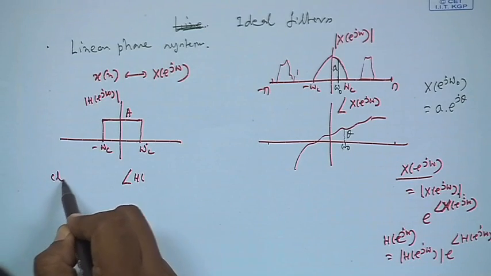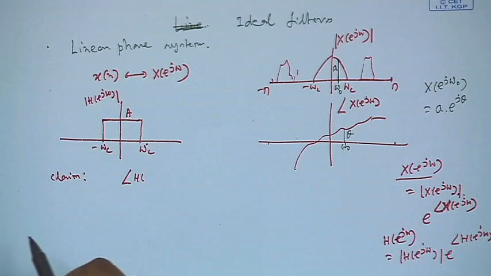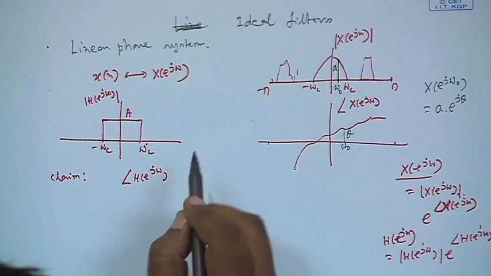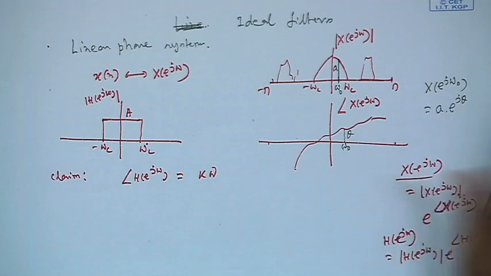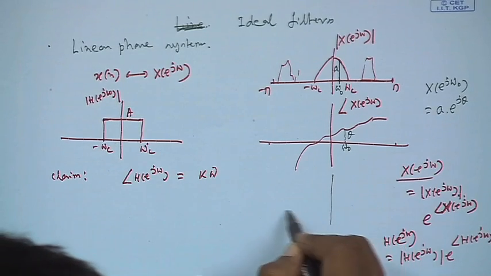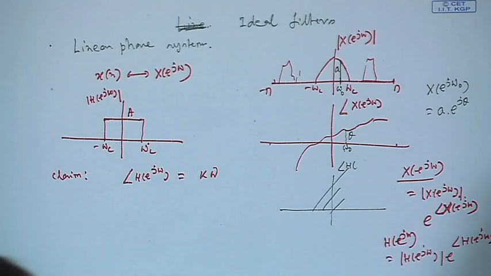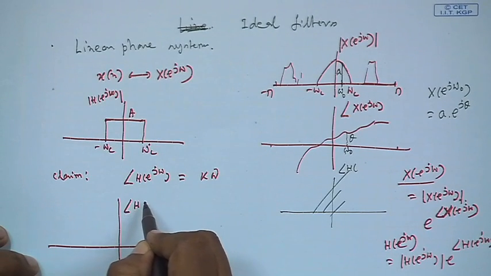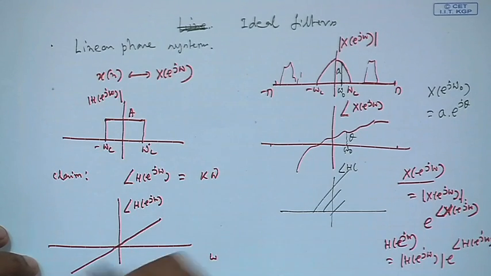Our claim is that it is not enough for the magnitude only to be constant within this band, you have to tell about the phase. The phase should be just a constant k times omega, a straight line. Maybe I can draw on this side, because this is magnitude and this is phase. If I plot versus omega, it should be some kω. If k is positive, the slope will be positive; if k is negative, the slope will be negative, like this.